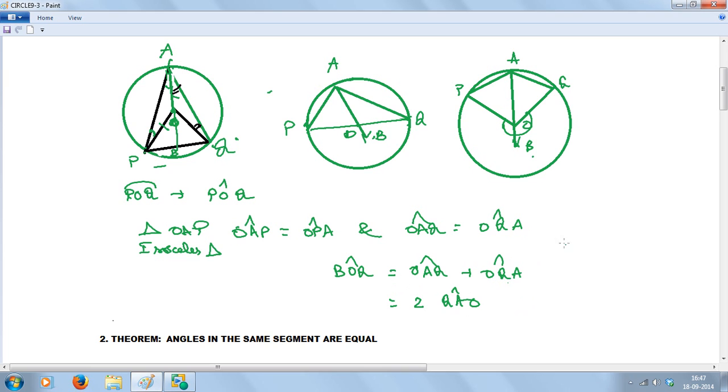Similarly, if we see the other side, angle BOP is equal to 2 times angle OAP, or you can say angle BAP. So if we add these two, 1 and 2, we get angle POQ is equal to 2 times angle PAQ.